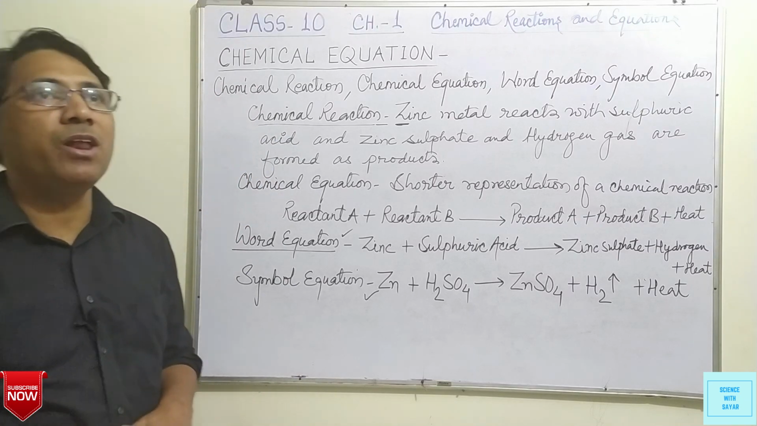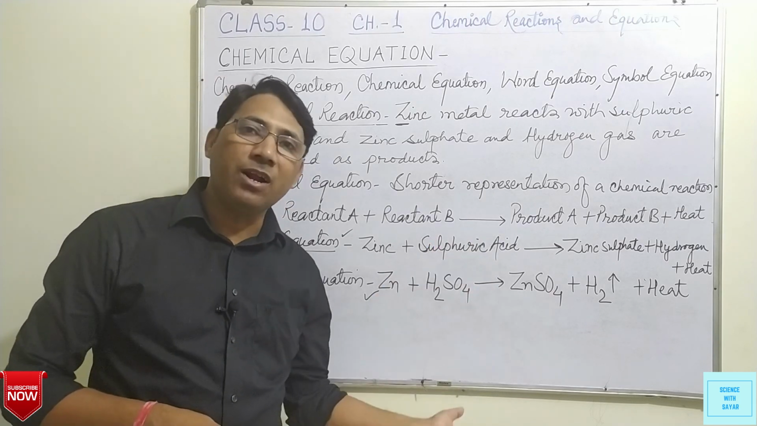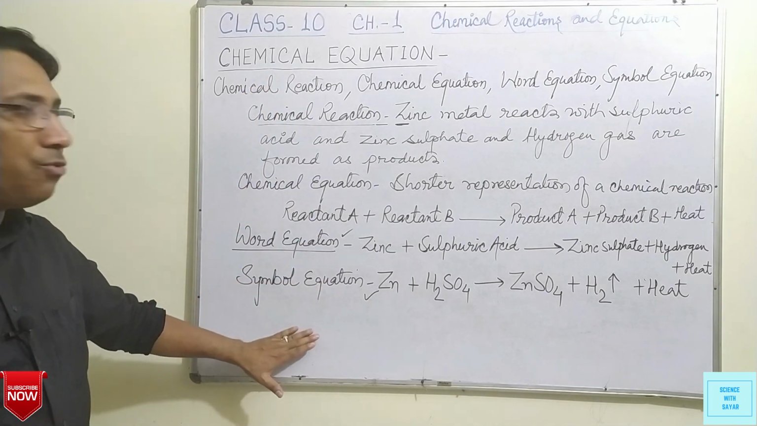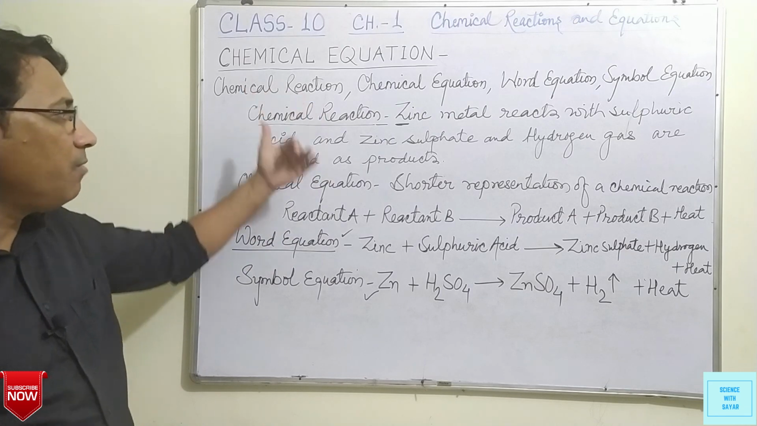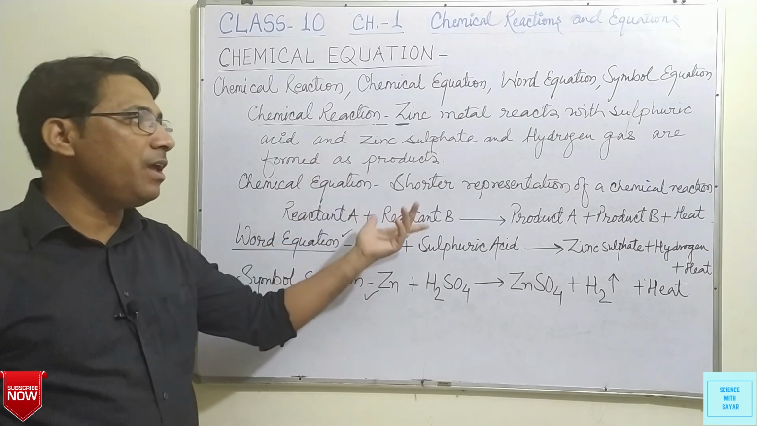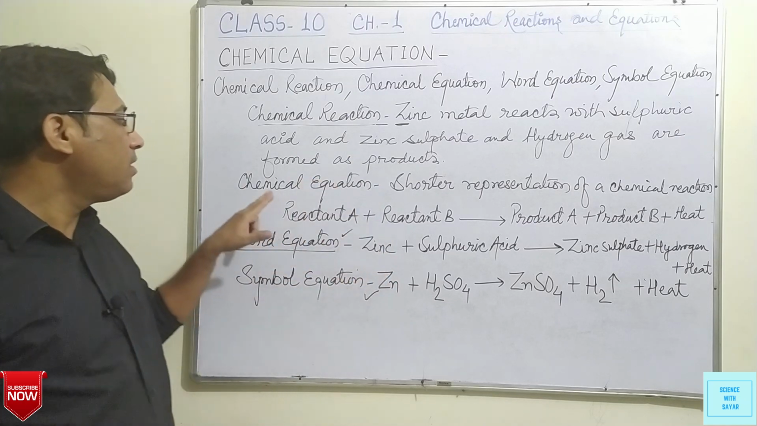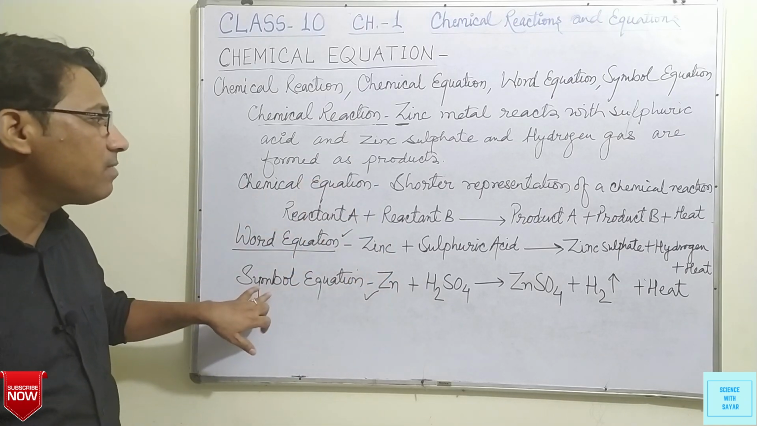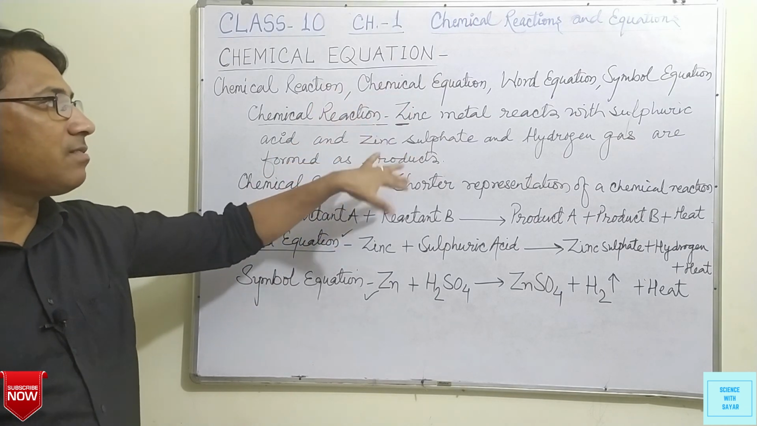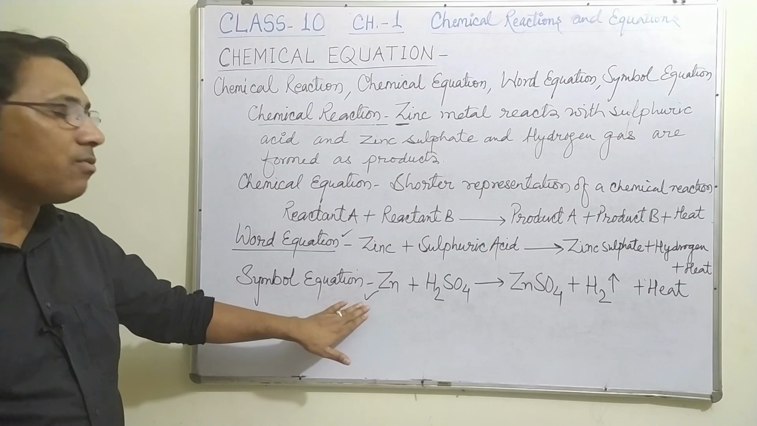So in word equation we are writing the chemical names of the reactants and products, and in symbolic equation we are writing the symbols and chemical formulae of the elements and compounds. So I think all these things are clear to you: what is chemical reaction, how can we represent it in a shorter way, and these methods of representation of a chemical reaction in short form are word equation and symbol equation. We took an example of zinc metal and sulfuric acid, and hydrogen gas and zinc sulfate are formed. So this is word equation and symbolic equation.